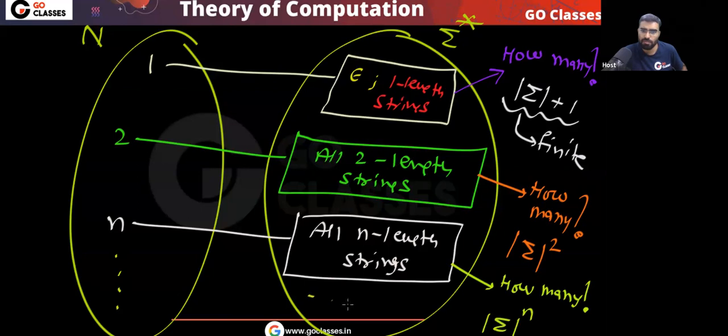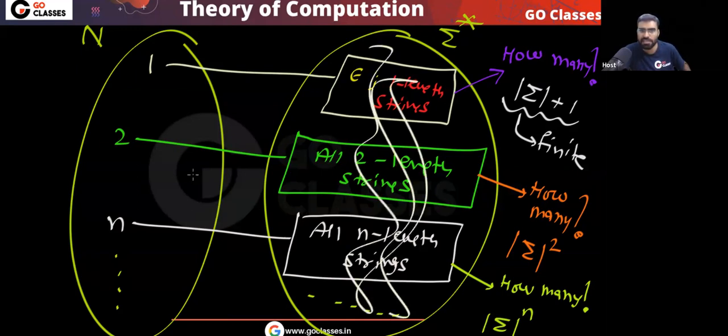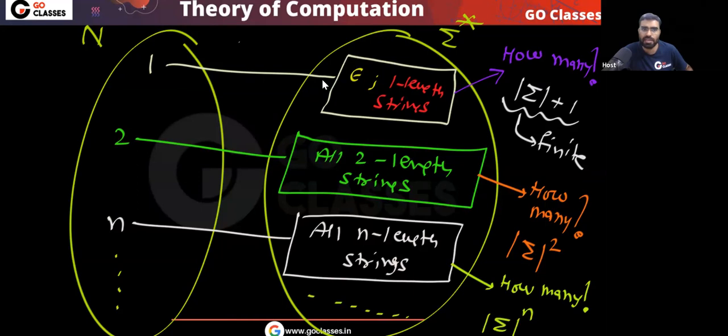And so on. So that's it. So this is your proof. Did we cover every element of sigma star? Did we cover every string? Yes, we are covering every string. So that's it. This is your proof. So remember what we have done.